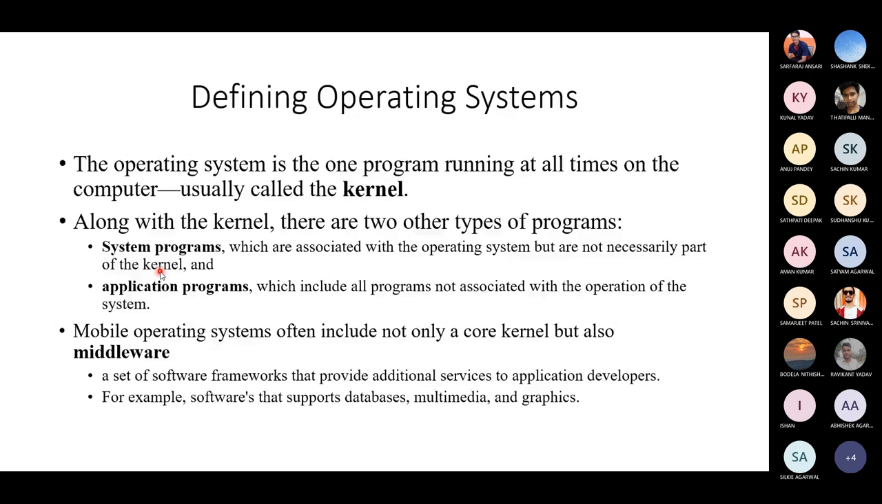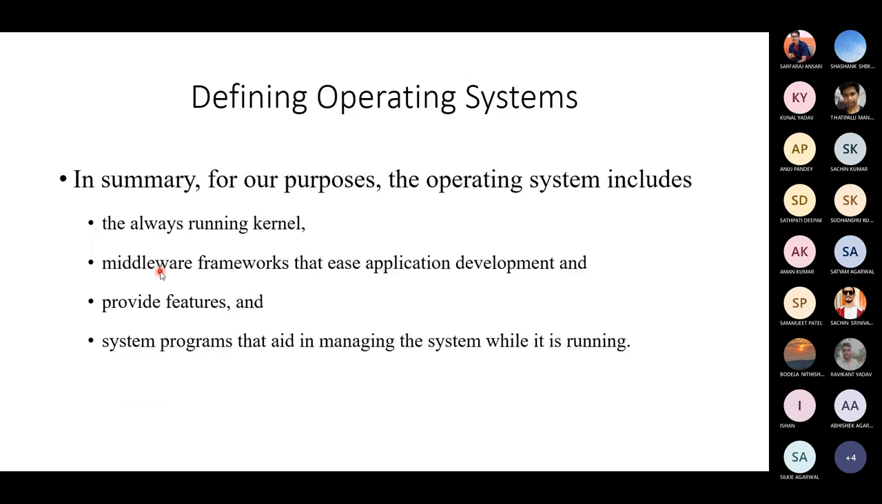So in summary, when I want to define an operating system, the operating system always includes the running kernel, middleware frameworks that ease application development and provide features, and system programs that aid in managing the system while it is running. So these are the main things we need to keep in mind when we want to define an operating system.